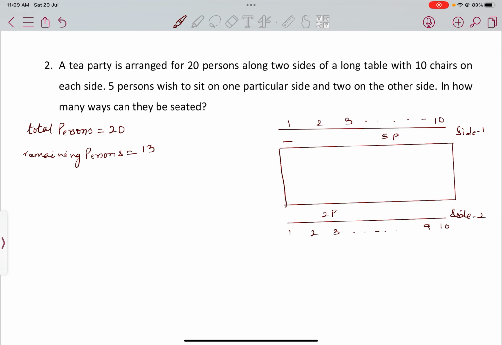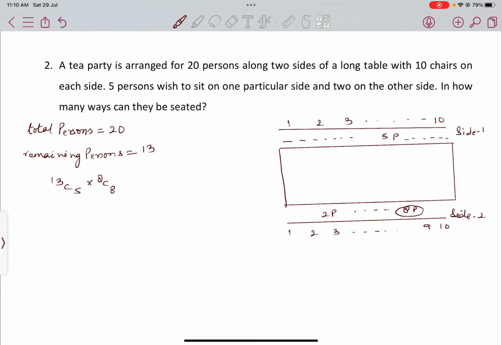What do we do? Take this side. 5 have already fixed their position that they will sit at this side, and for this side, out of 13, 5 have to be selected: 13C5. And for this side we have to select 8 persons, because 10 chairs are there, 2 have already occupied their places, the remaining 8 chairs are there, and out of 13, 5 have been selected for side 1. Out of the remaining 8, we will select 8 persons.